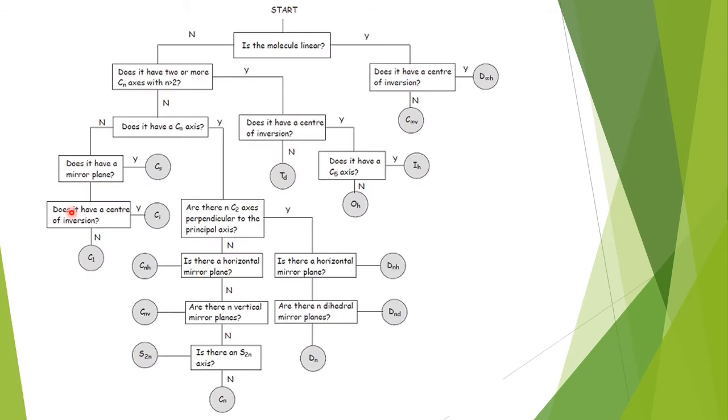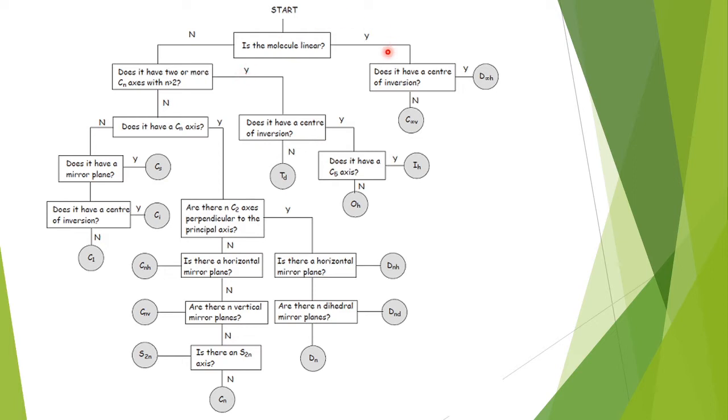There is a flow chart. You don't need to study this flowchart. This is just for your reference. You just need to study, or learn by heart, the point groups of those simple molecules mentioned in your syllabus. This is a bit in detail. I just want you to refer to this. In case you are interested, you can go through it. Otherwise, it's okay. I've just put it here for your reference.